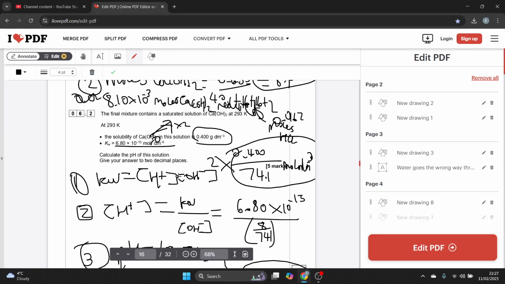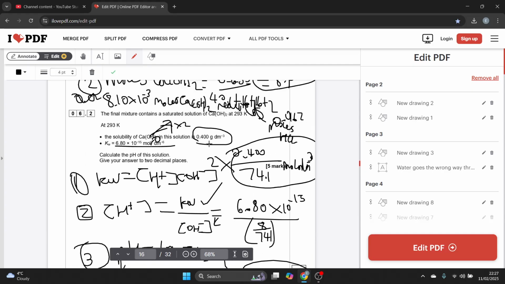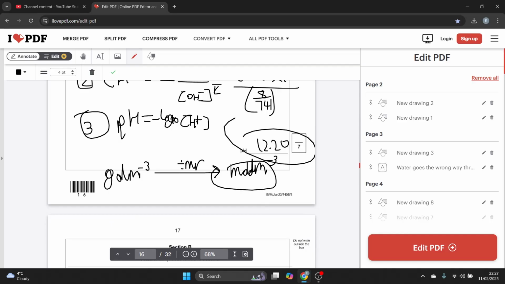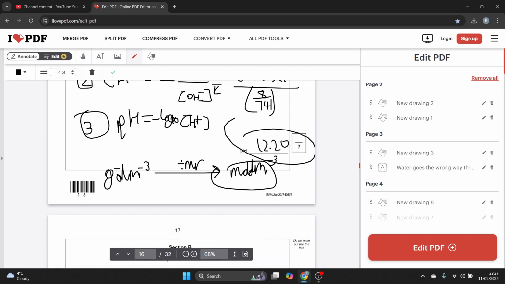So use the Kw expression, write that down first. Rearrange. What do I need to find? I've got Kw, I need to find the concentration of hydroxide ions. Now I'm given the concentration in grams per dm cubed. I don't want it in grams per dm cubed. I want it in moles per dm cubed. So Kw is also in moles per dm cubed, basically. So grams per dm cubed to moles per dm cubed, I divide by my Mr.